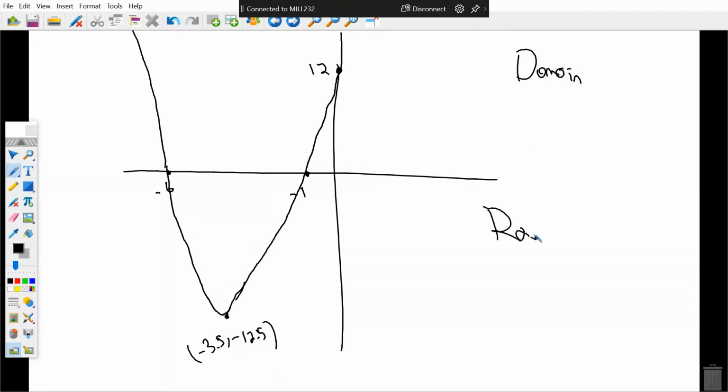The domain is all of the possible x values, which would be all real numbers, because this graph extends forever, left and right. As far as the range, the lowest y value is right here, negative 12.5, and then it goes up forever. So the range is y greater than or equal to negative 12.5. And that brings us to the end of that first question. As I mentioned, there are a number of steps, but hopefully they were all fairly manageable. Next question.